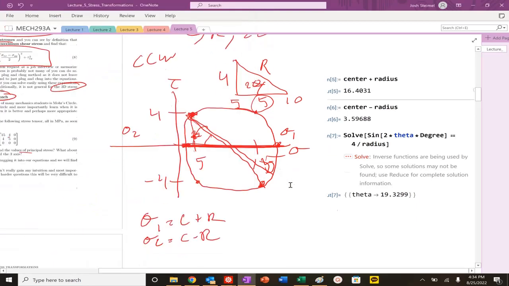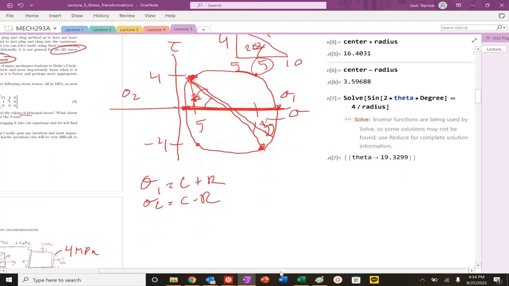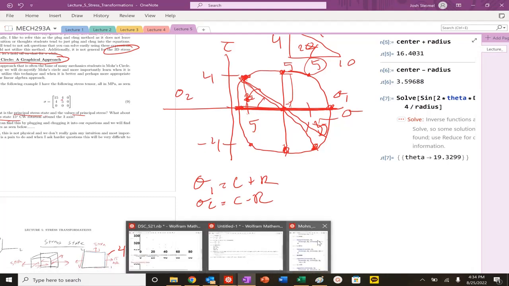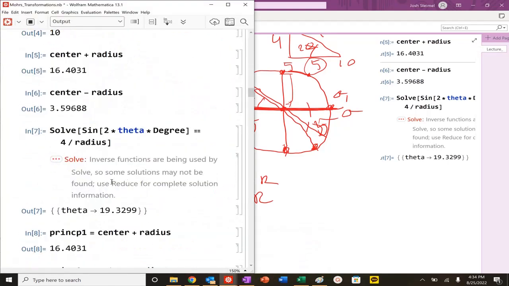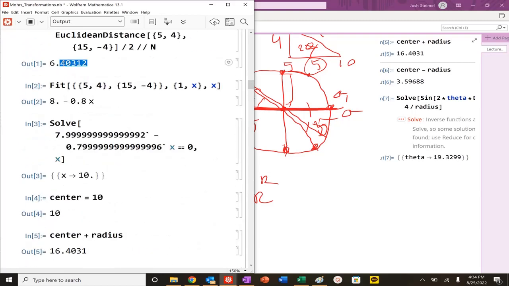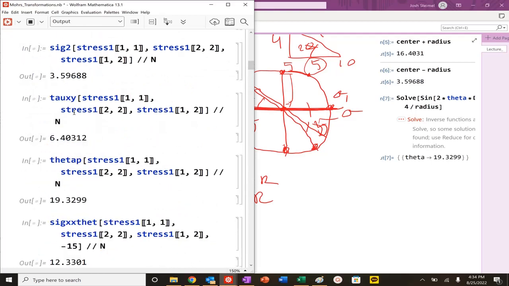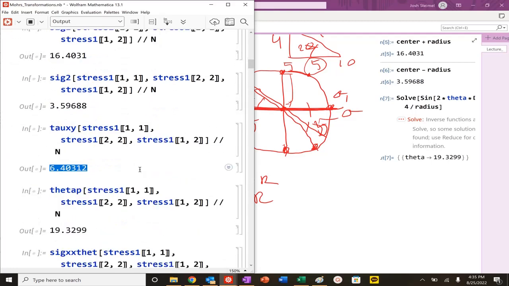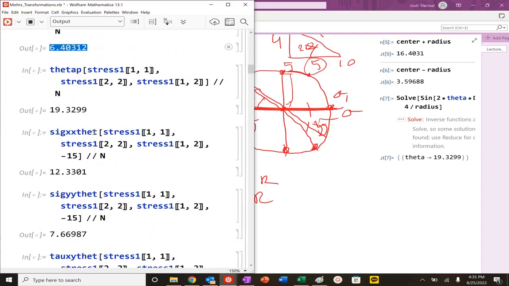So let's go further. What will be my maximum shear stress here? Well, when my shear stress is maximized, I'm just going to be right here. What's this value of maximum shear? That's just my radius, right? What was my radius? 6.4. What was my maximum value of shear? Tau xy, 6.4. I'm getting the exact same answer here.